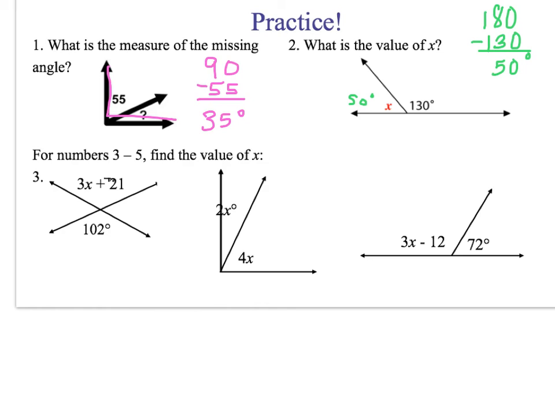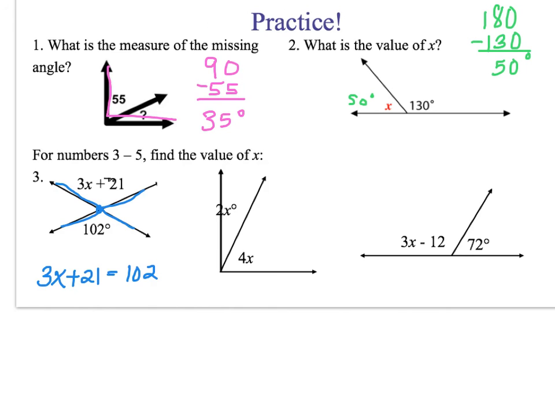For number 3, go ahead and set up an equation to solve for x, and then enter your answer. So for number 3, I have vertical angles. They share this same vertex, and they are across from each other. So vertical angles, I know I can set them equal to each other. So 3x plus 21 is going to be equal to its vertical angle, which is 102.